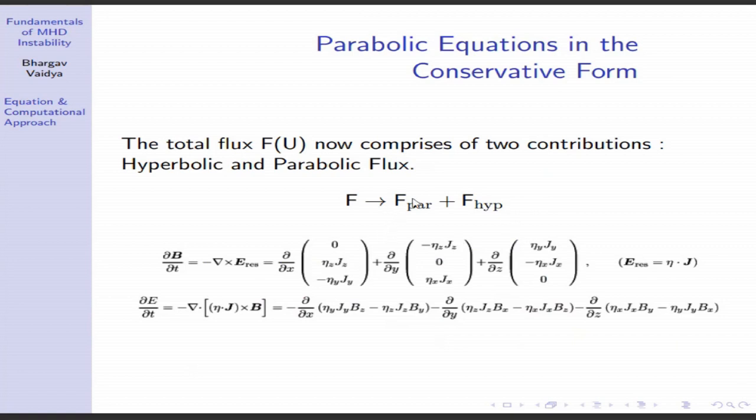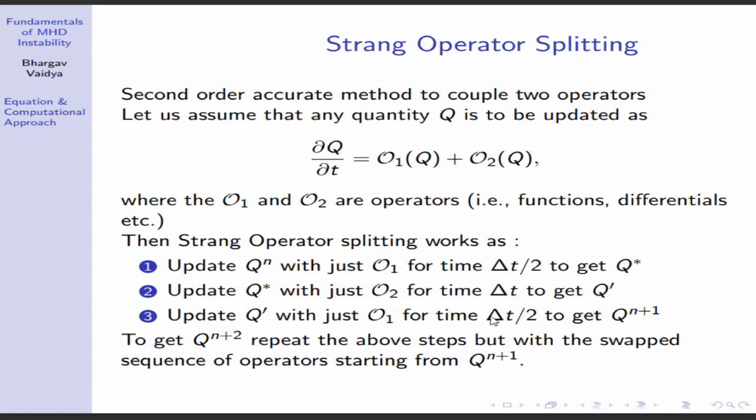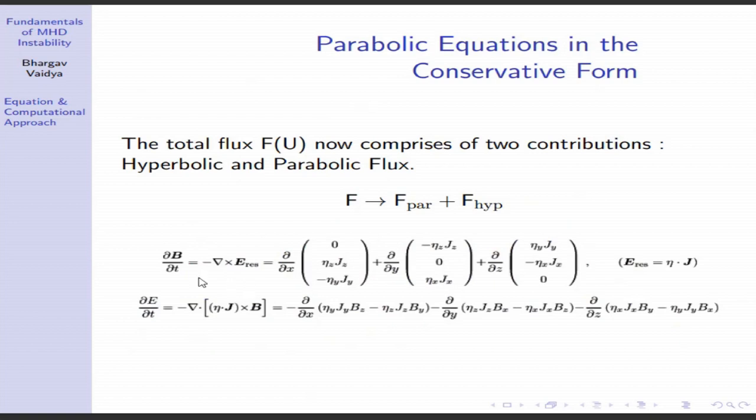Now to get the solution for the parabolic operator. Remember, think of this as operator 1 and this as operator 2. In this plot, you have O2 for delta t. So how do you do it from there? The idea is that this is the O2 only. You know this, this is dB by dt, the divergence of E resistive. So this is only O2. This is only the parabolic flux, only the heat is here. You can basically write it down in a divergence form. You can see this here: E resistive is eta J.